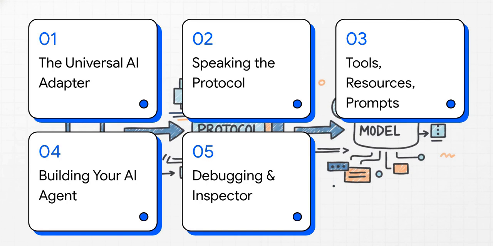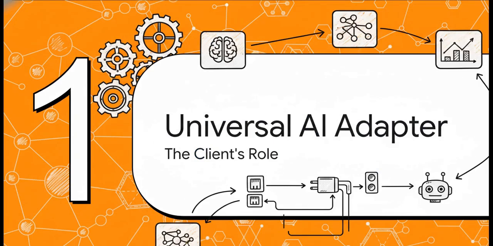We're going to cover the universal AI adapter, then speaking the protocol, move into tools, resources, and prompts, talk about building your AI agent, and finally wrap up with debugging and the inspector. All right, part one, the universal AI adapter, and specifically the client's role.